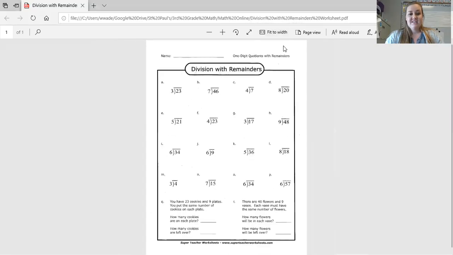Okay, so I'm going to share my screen so we can see the worksheet that you have to do today. If you look here, this is your worksheet.